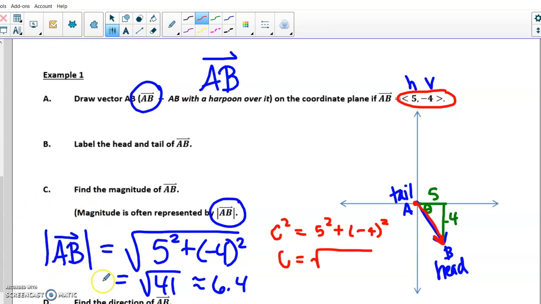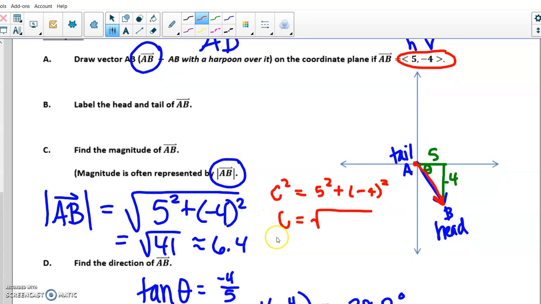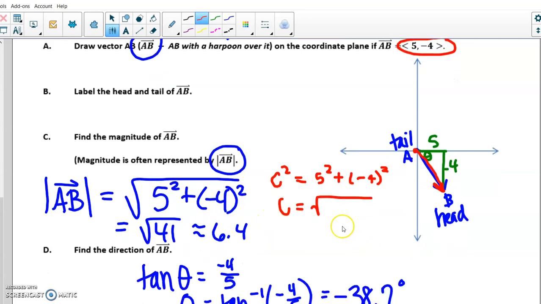So when you're finding the magnitude of something, it is derived from the Pythagorean theorem, but you're simply going to do the square root of whatever your horizontal component is squared plus your vertical component is squared. So both of those. So you do get the square root of 41. You're allowed to leave your answer like that, or you can round it to like the nearest 10th place. So it's about 6.4. You can also find the direction of this vector.